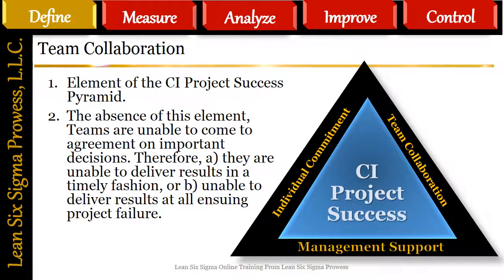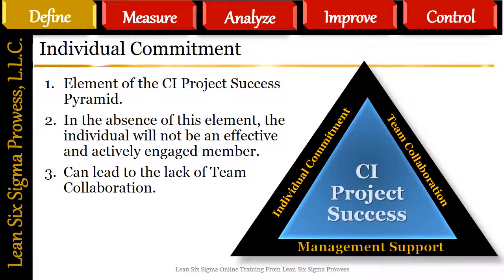Team collaboration is an element of the continuous improvement project success pyramid. Team collaboration is essential to completing the tasks and objectives of each phase of the DMAIC process. Teams that don't work well together are unable to come to agreement on important decisions. Therefore, they are either A, unable to deliver results in a timely fashion, causing delays to the completion of the project, or B, unable to deliver results at all, ensuing the complete failure of the project.